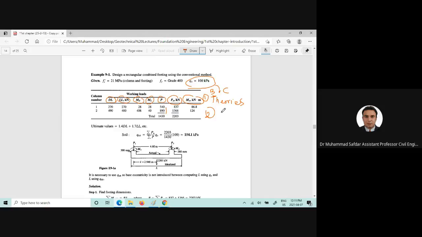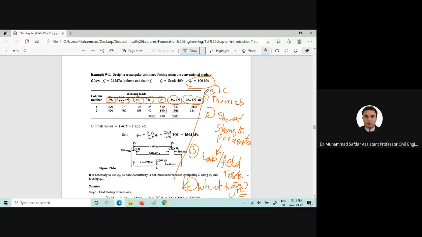We need shear strength parameters. Okay, shear strength. Now, for shear strength parameters, how do we find them? Lab and field tests. Now, what kind of lab or field tests? So you can clearly see that lots of steps are involved here in order to reach that one value.